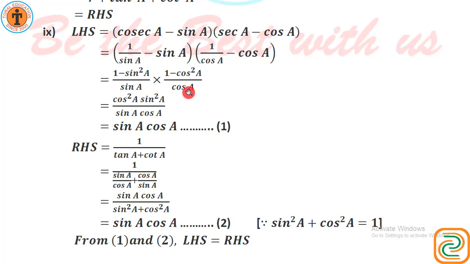Right. So what is it? Cos square A into sin square A, because 1 minus sin square is cos square, 1 minus cos square is sin square. Cos square A, sin square A upon sin A into cos A. Square will be cut off with this. So sin A into cos A. This is result number 1.